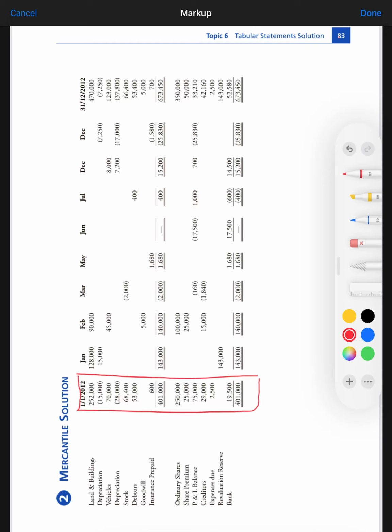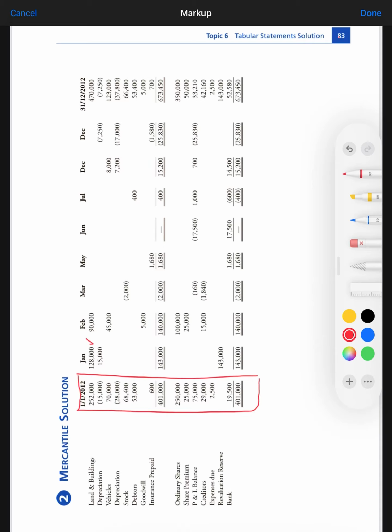So January. It says Mercantile PLC decided to revalue land and buildings at 380,000. Now this includes land valued at 100,000. You only need that for your depreciation for the end of the year, because it says the buildings are depreciated for the year at 2%. So clearly what you do first of all is revalue from 252,000 up to 380,000. Taking those two figures away from each other, you get 128,000.